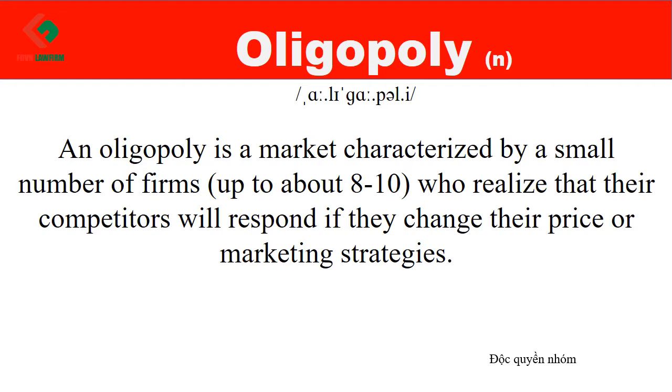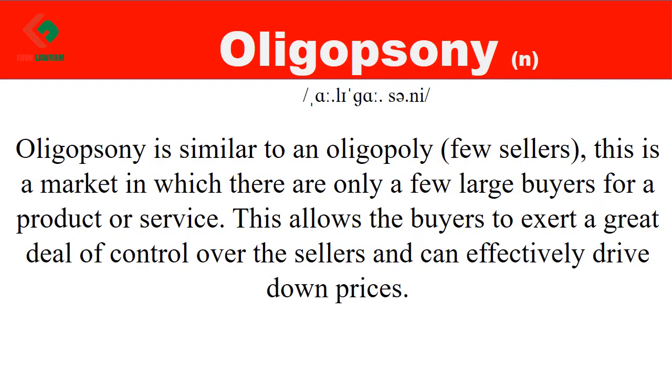Oligopoly. An oligopoly is a market characterized by a small number of firms, up to about 8 to 10, who realize that their competitors will respond if they change their price or marketing strategies. Oligopsony. Oligopsony is similar to an oligopoly, but with few buyers. This is a market in which there are only a few large buyers for a product or service. This allows the buyers to exert a great deal of control over the sellers and can effectively drive down prices.